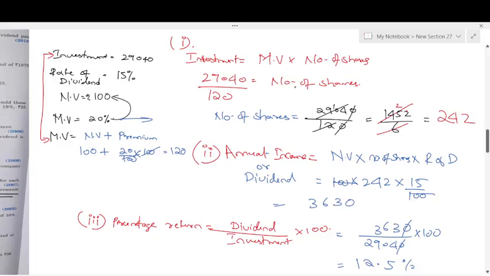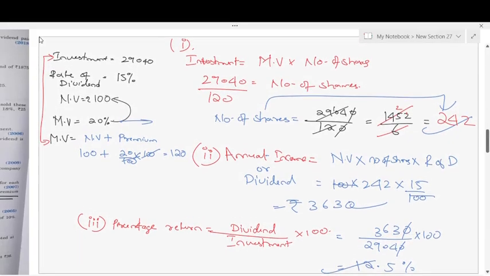Investment. Using investment, we took the number of shares. So we got number of shares 242. Correct. Annual income, the unit is rupees, 3000. And percentage is 12.5%, that is the answer. Okay, 10th question. Look at the 10th one.